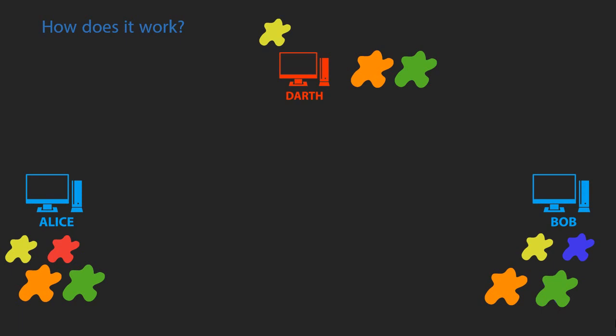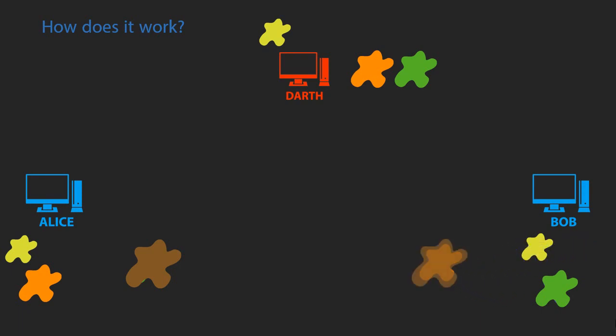To get the common shared color, Alice uses the color that Bob sent her and mixes it with her private color. She gets the final color. At Bob's end, he takes his private color, blue, and the color that Alice sent him, orange, and mixes them to get the same shared color, brown. So finally, Alice and Bob get the same color without Darth knowing it. Darth cannot get the common shared color unless he has access to the private color of either Alice or Bob.